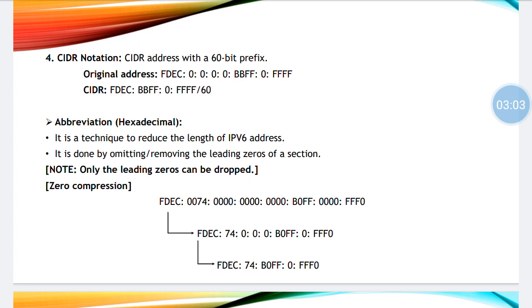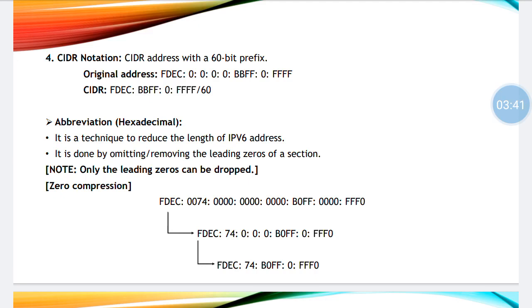It is a technique to reduce the length of an IPv6 address. It is done by removing the leading zeros of a section. Obviously only the leading zeros can be dropped. For example, 76 has a leading zero as 076. Even if you remove the leading zero of 076, it finally becomes 76. So 076 and 76 are both the same. But in case 760 is the number, and you want the trailing 0 to be removed, that means 760 will now become 76. So obviously it won't serve the purpose.